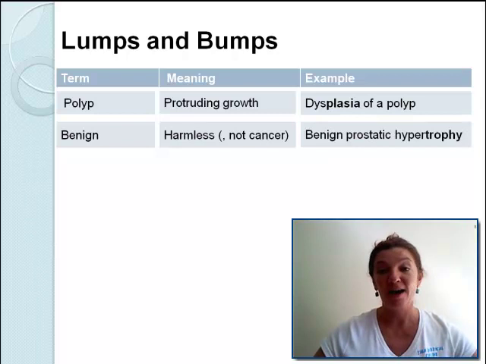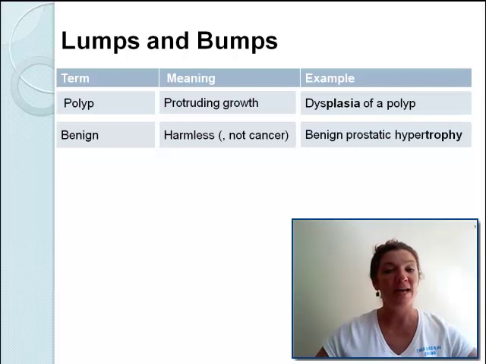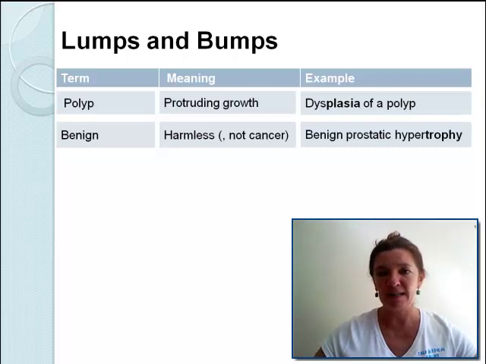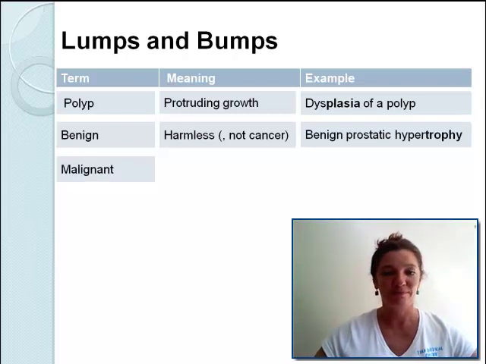Benign prostatic hypertrophy, also called benign prostatic hyperplasia. And what we have here is increased growth of the prostate gland, but it is benign, it's harmless. The man may not think it's harmless because it will cause urinary retention. He will find it difficult to pass urine.